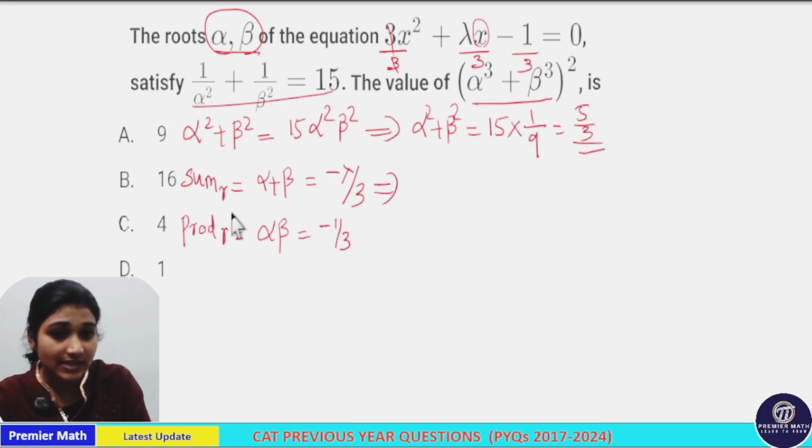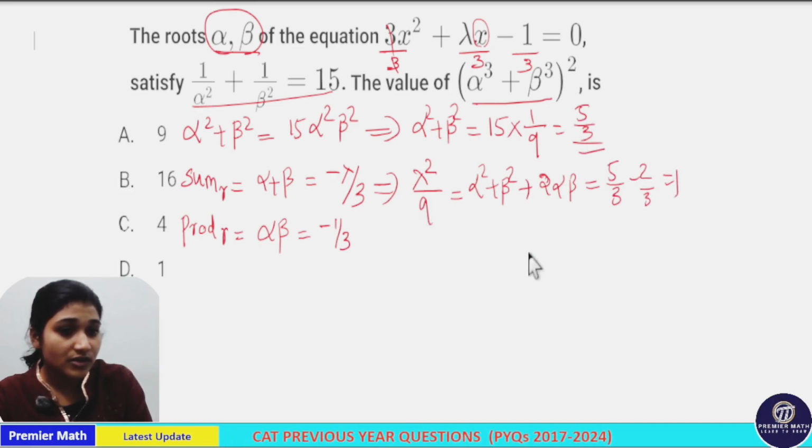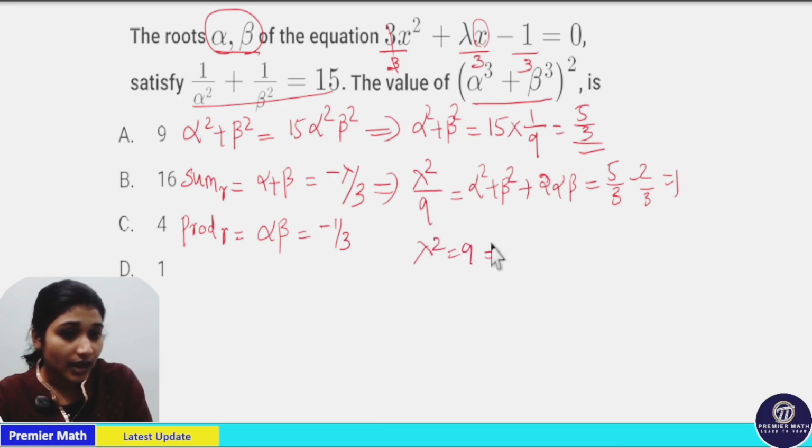Now if you look at the sum of roots, take the square of this one. Square of this means (minus lambda by 3) the whole squared is equal to lambda squared by 9, which is equal to (alpha plus beta) the whole squared, which is alpha squared plus beta squared plus 2 alpha beta. Then if you apply the values, alpha squared plus beta squared is 5 by 3 and 2 alpha beta means minus 2 by 3. So this is equal to 1, which means lambda squared is equal to 9, so lambda is plus or minus 3.